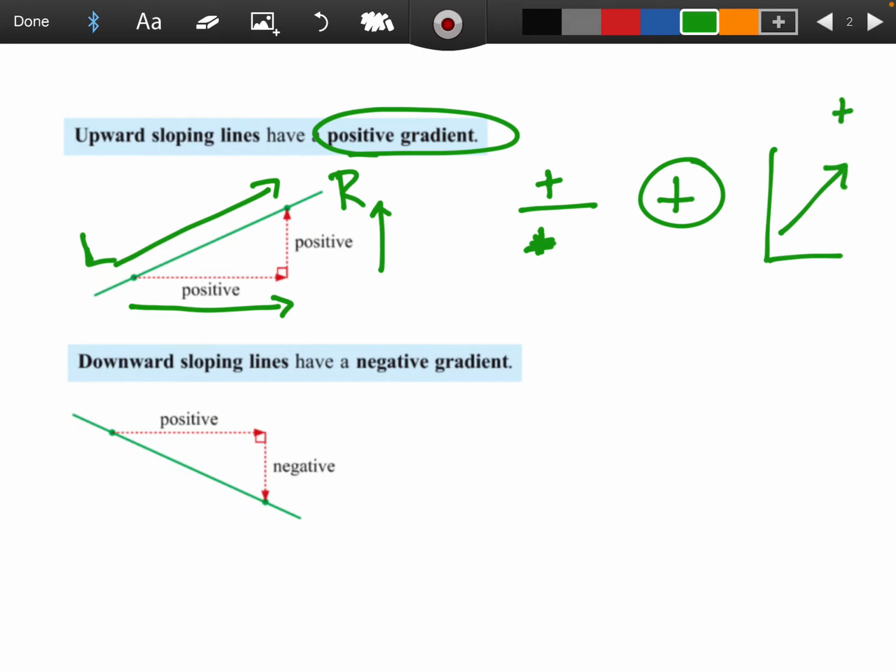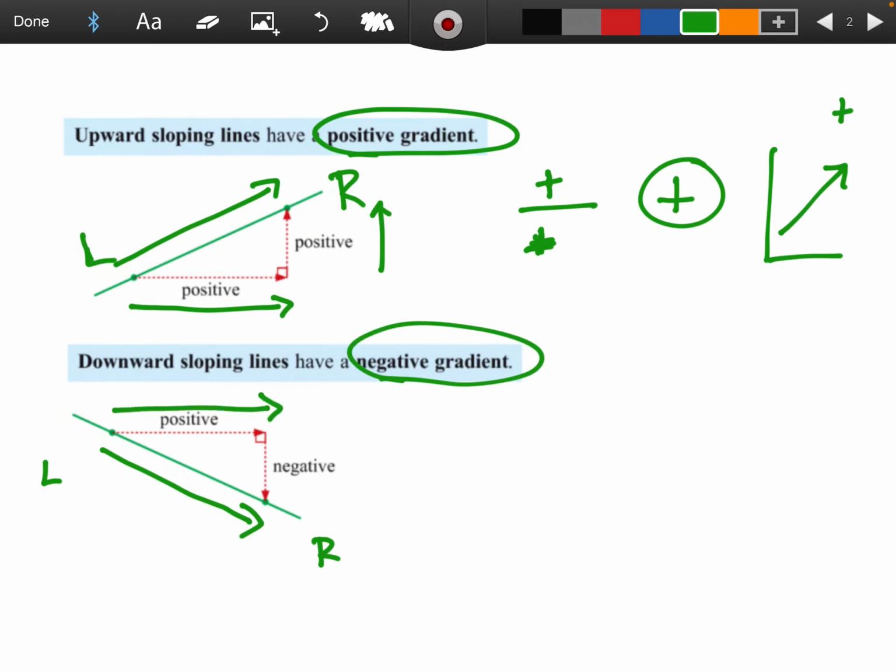That's a positive thing, right? So as it's going up left to right, that's positive. So that slope will be positive. On the contrary, if you have a line that you read left to right and it goes down as you read it left to right, that will have a negative gradient.